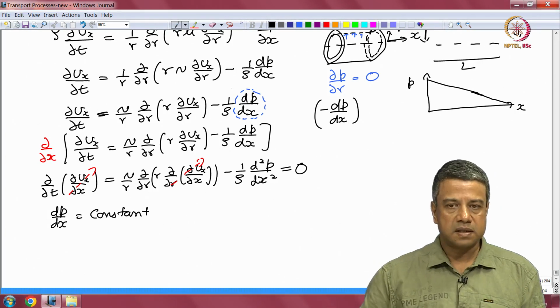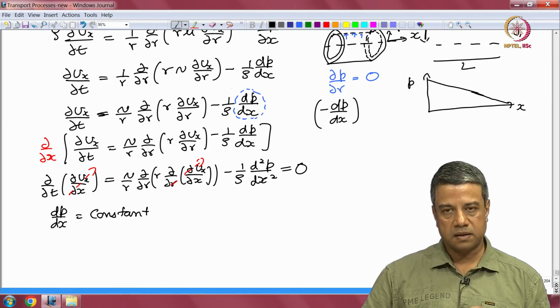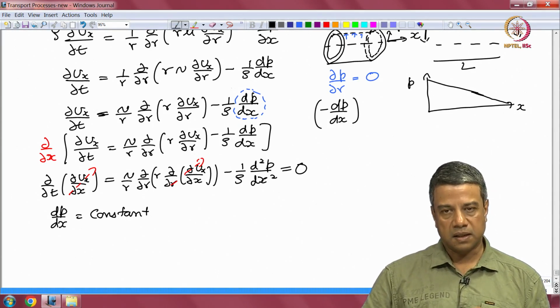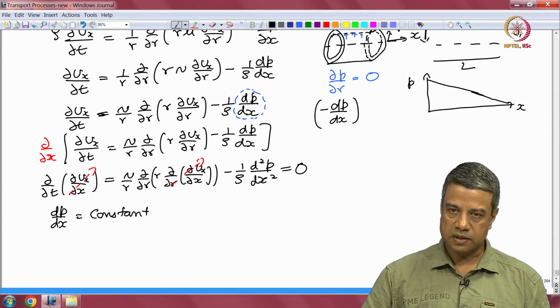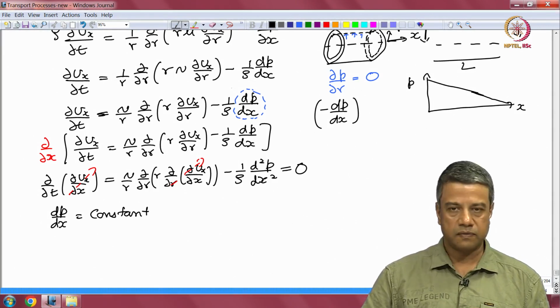So, I have derived the conservation equation for you. Next lecture we will solve this in order to get the correlation. First the shear stress, the wall shear stress, the average velocity, the maximum velocity, and from that the friction factor correlation for the laminar flow in a pipe.